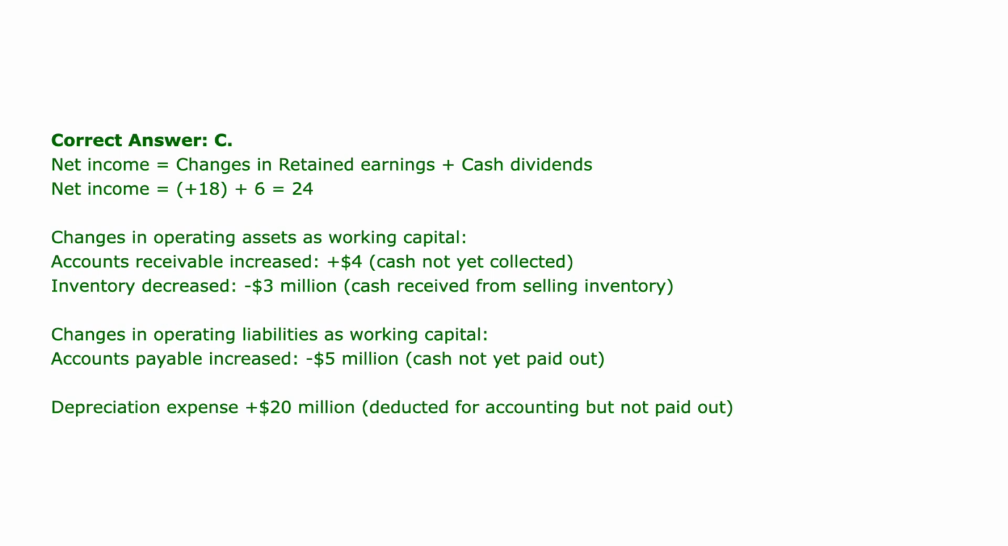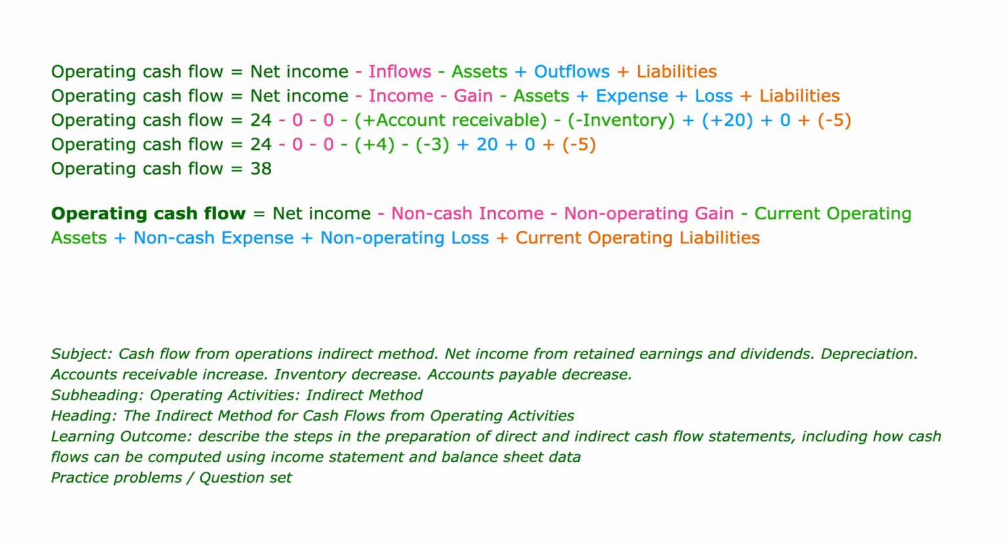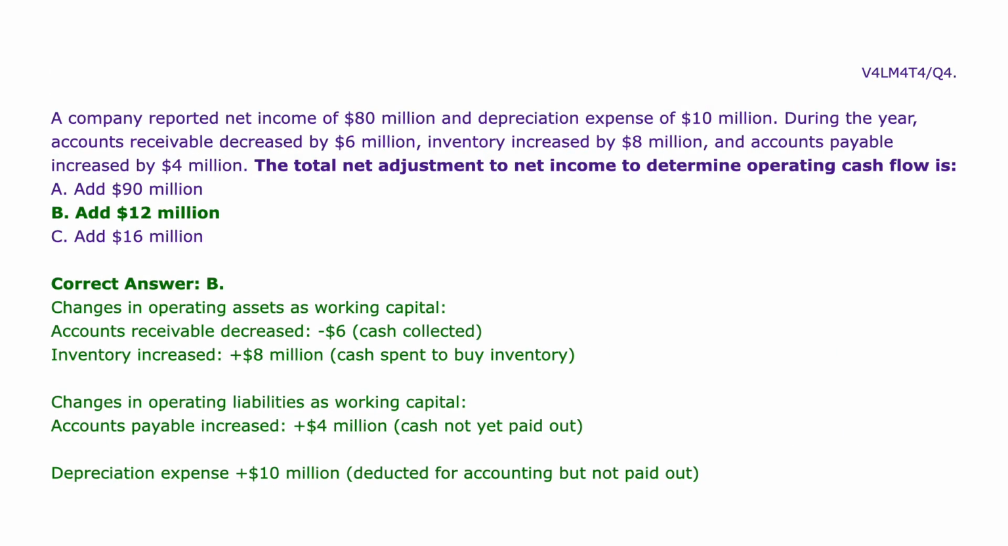Net income is $24 million, with changes in operating assets and liabilities impacting cash flow. Operating cash flow is calculated by adjusting net income for non-cash items, gains, losses, and changes in current operating assets and liabilities. Operating assets decreased by $6 million due to accounts receivable, while operating liabilities increased by $14 million due to inventory, accounts payable, and depreciation.